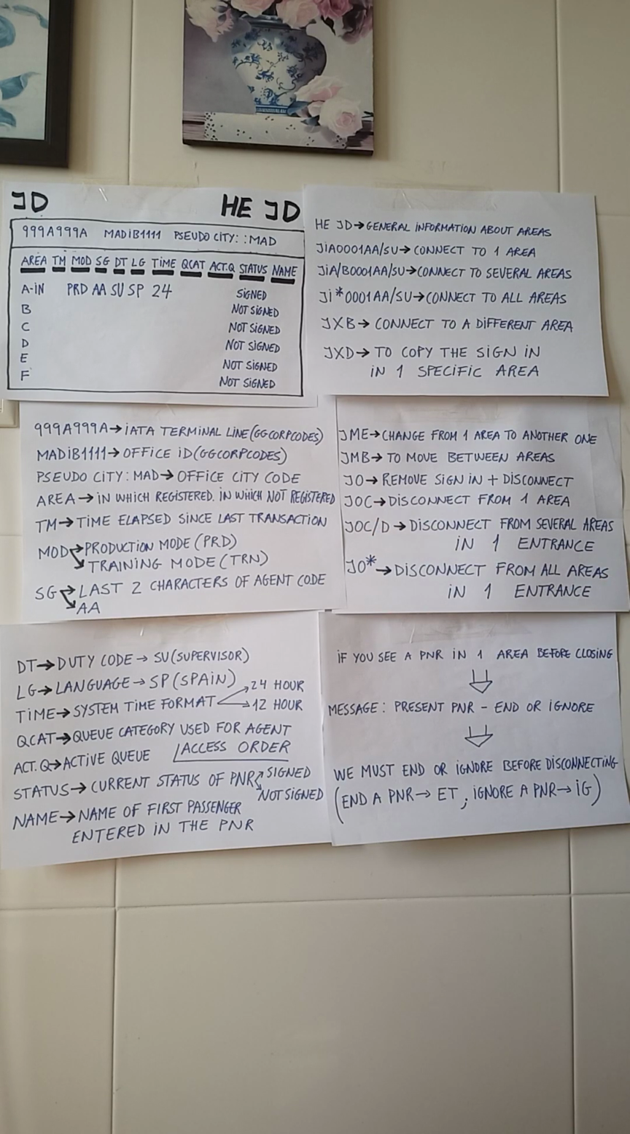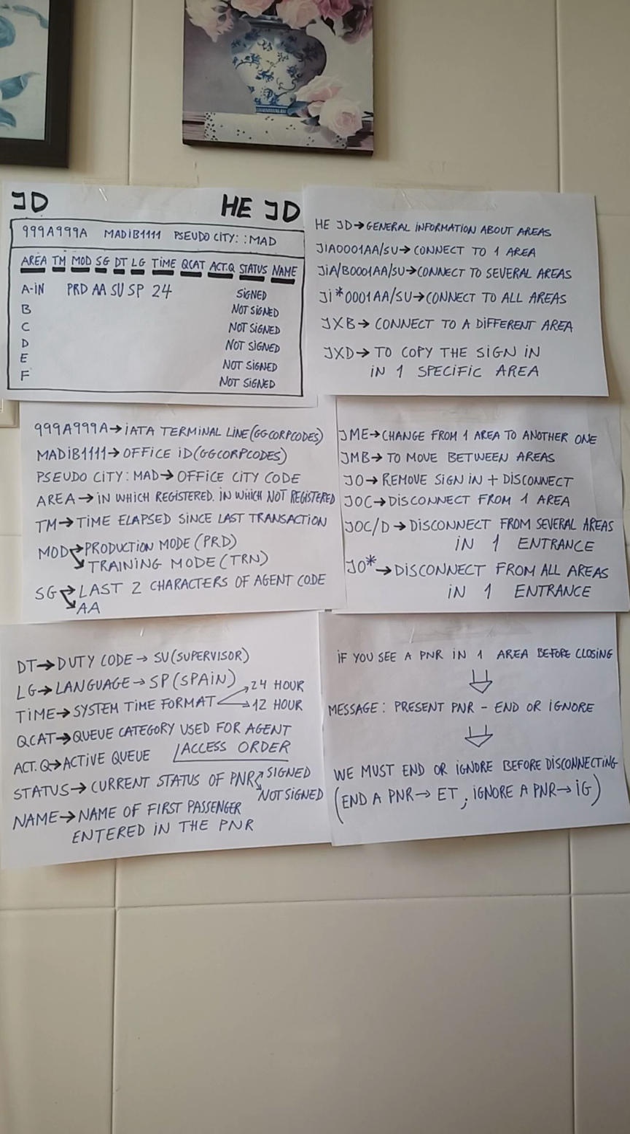JOC/D, this one, is used to disconnect from several areas in one single entrance. The areas are separated by bars. In this case, the areas are C and D. JO asterisk, the last one, allows you to disconnect from all areas in one single entrance.